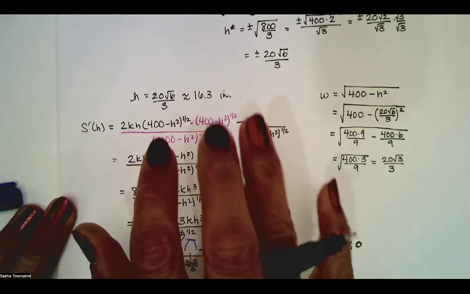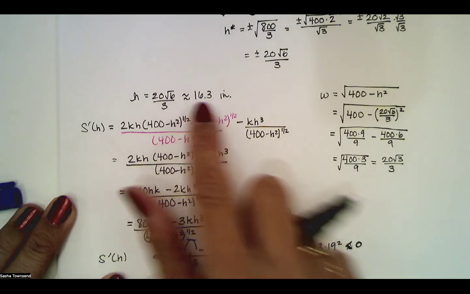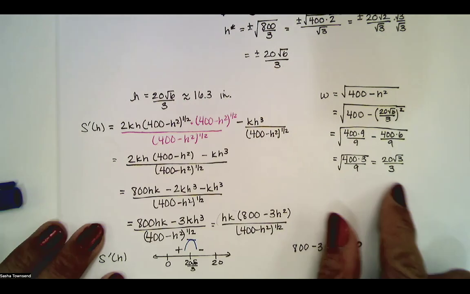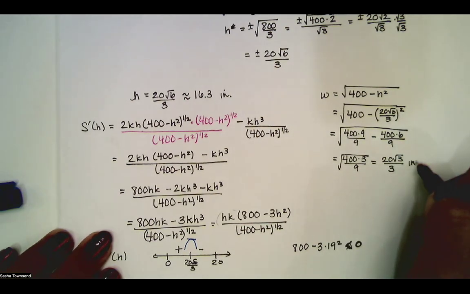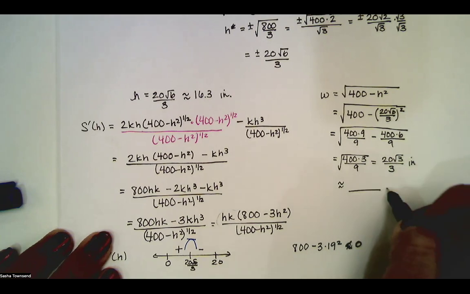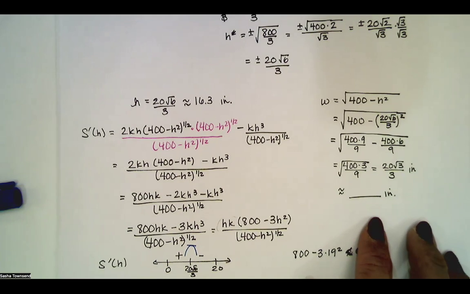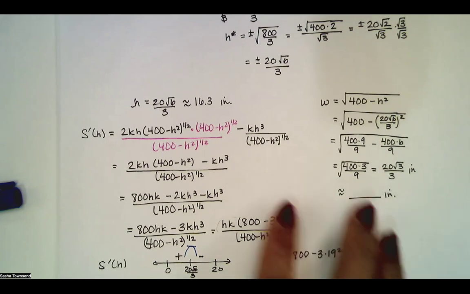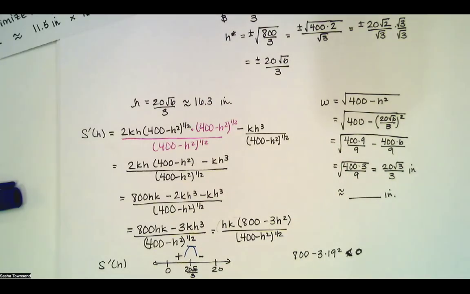And the dimensions that maximize that strength are h inches by w inches. So that's going to be 16.3 inches by this 20 times the square root of 3 divided by 3 inches. And I don't know what that is, but we can use a calculator to approximate that. So let's look at the graph on Desmos.com, find out what that number is, and make sure that our graph is consistent with all of the work that we've done here.